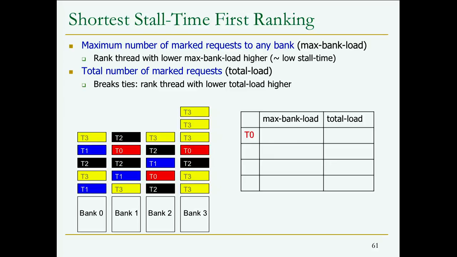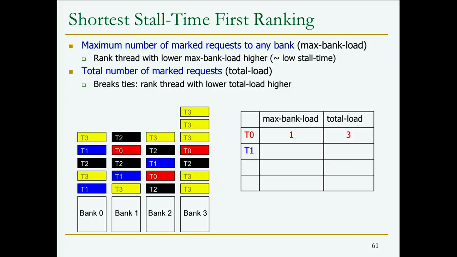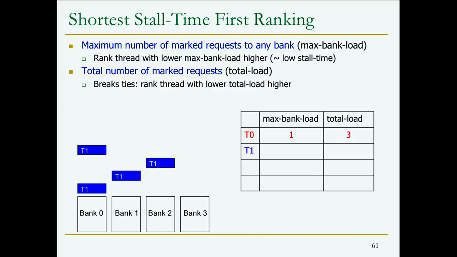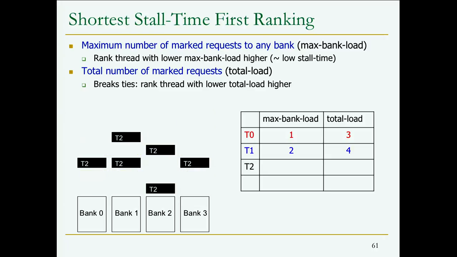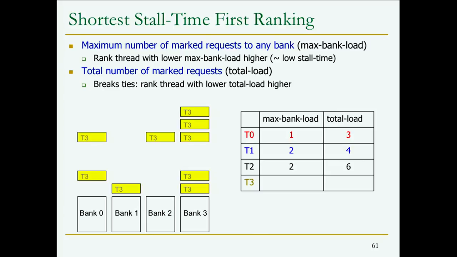Max bank load. Let's compute it for thread 0. Thread 0 has a maximum of one request to any bank, so its max bank load is 1, and it has a total load of 3 requests inside the batch. For thread 1, its max bank load is 2. The maximum load it has on any bank is 2 requests, and it has a total of 4 requests. For thread 2, its max bank load is also 2. To these 2 banks, it has 2 requests each, and its total load is 6. And thread 3 is the heaviest. Its max bank load is 5 over here for bank 3, and it has a total load of 9.